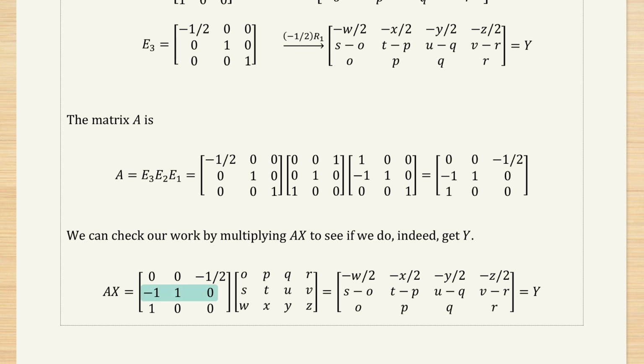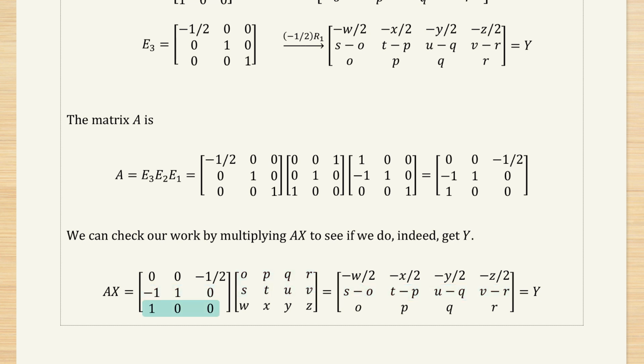The second row of A is -1, 1, and 0, which means take the first row, multiply by -1, and add it to the second row. Another way of thinking about this is take the second row and then subtract first row. And this is the result that we get, S minus O, T minus P, U minus Q, V minus R.